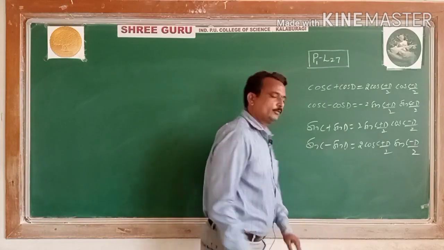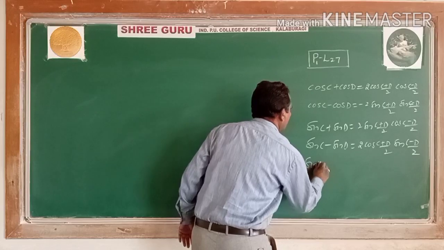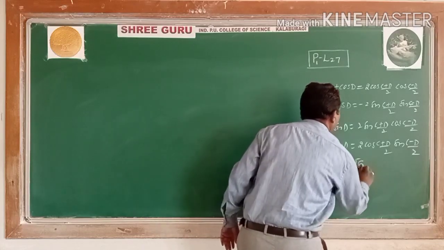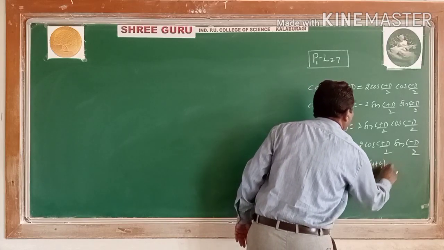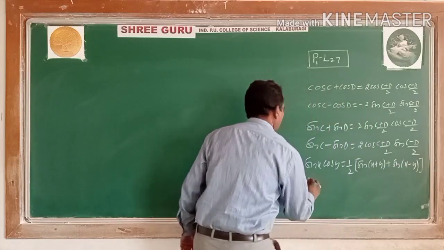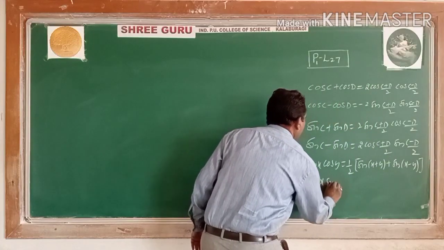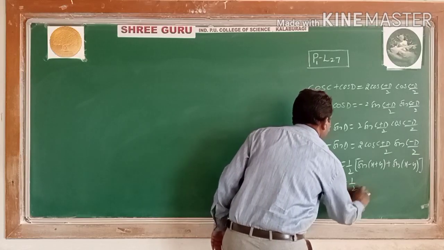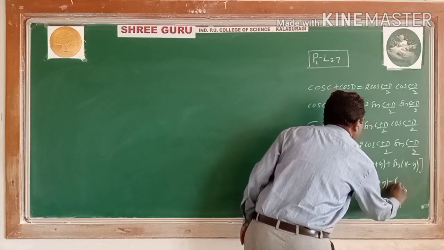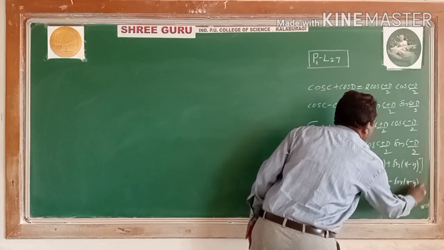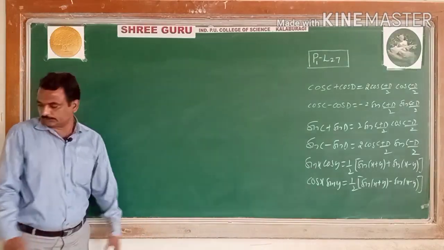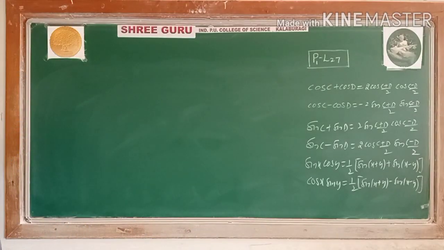We have a product also. Sin x into cos y is 1 by 2 into sin of x plus y plus sin of x minus y. Cos x into sin y is 1 by 2 into sin of x plus y minus sin of x minus y. Similarly, we have cos x into cos y and sin x into sin y. Let us see, we'll go for the next examples.